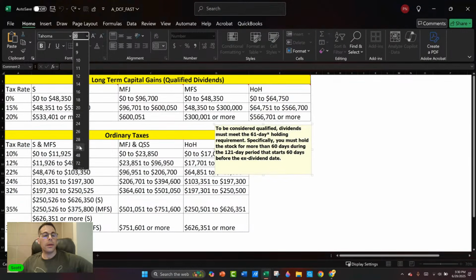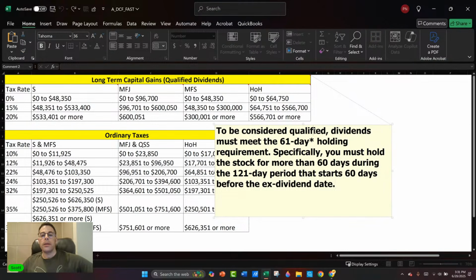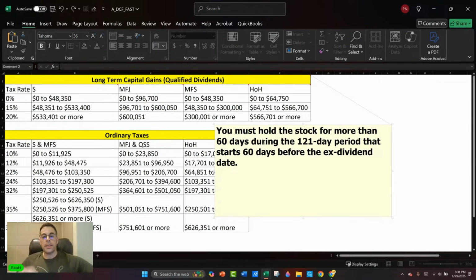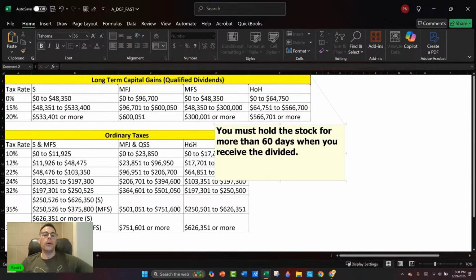I put a note here. So to be qualified dividends, you must hold the stock for more than 60 days when you receive the dividend. And there are some stocks where you always pay ordinary taxes, like REITs, MLPs.